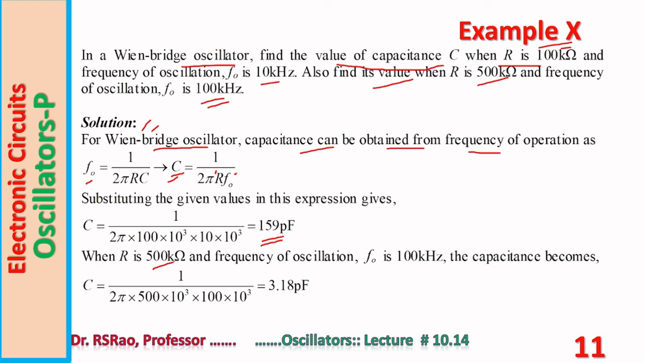When R is 500 kilo ohm and frequency is 100 kilohertz, capacitance can be determined in the same way. It turns out to be 3.18 picofarads.